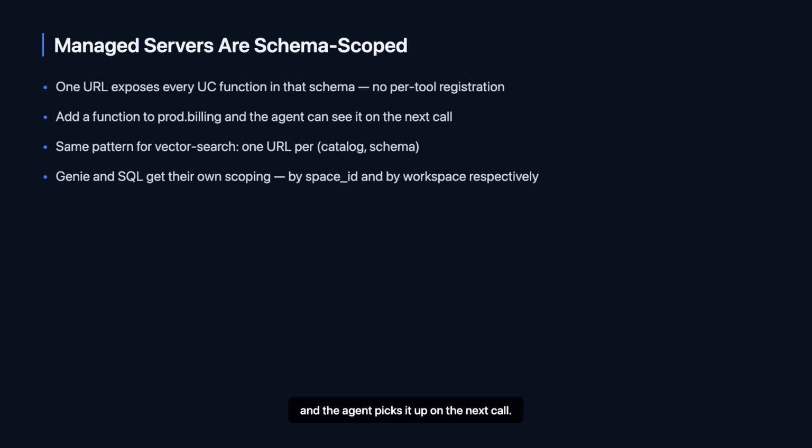Vector search works the same way. One URL per catalog and schema pair. Genie scopes by space identifier, and SQL scopes to the whole workspace. The scoping unit changes, but the pattern is identical.